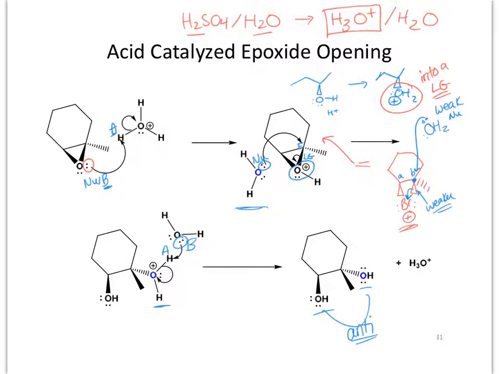because when the water comes in, let's go first this. When this water comes in to attack, it does a backside attack. It comes in from the opposite side because this guy is up. That's taking up a lot of space. This guy is going to be back, which is why he's dashed. Exactly like we did in Module 8. So this, we're going to think of like an SN2. And keep in mind this is acid-catalyzed epoxide opening, which means I'm starting with an acid up here, H3O+, and in the end I have regenerated that same acid.